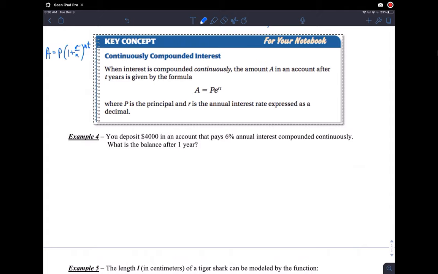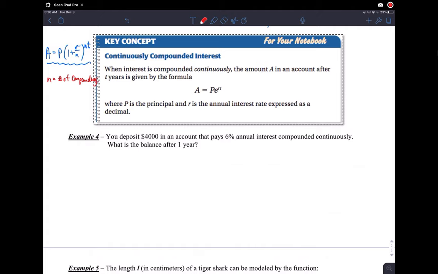Now, if you recall, here's the formula we had on the left there for compounded interest from section 4.1, but this was compounded a certain number of times in a year. The number of compoundings was n. So if you remember, n was the number of compoundings.